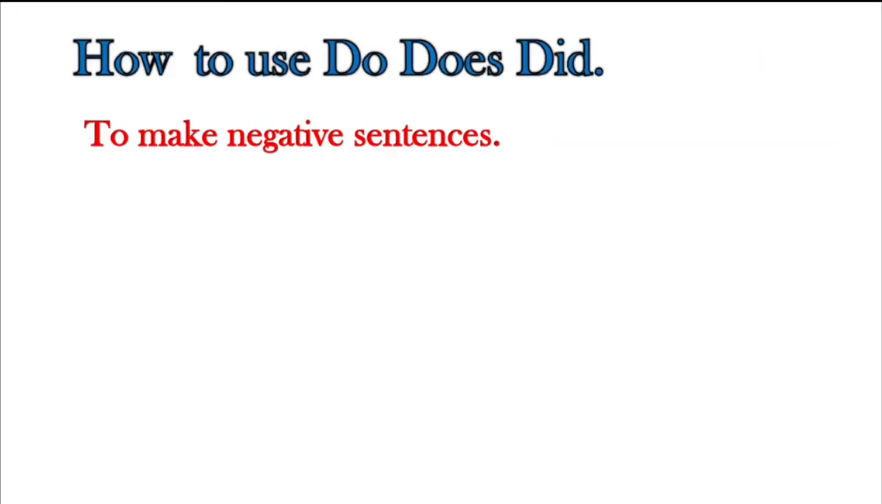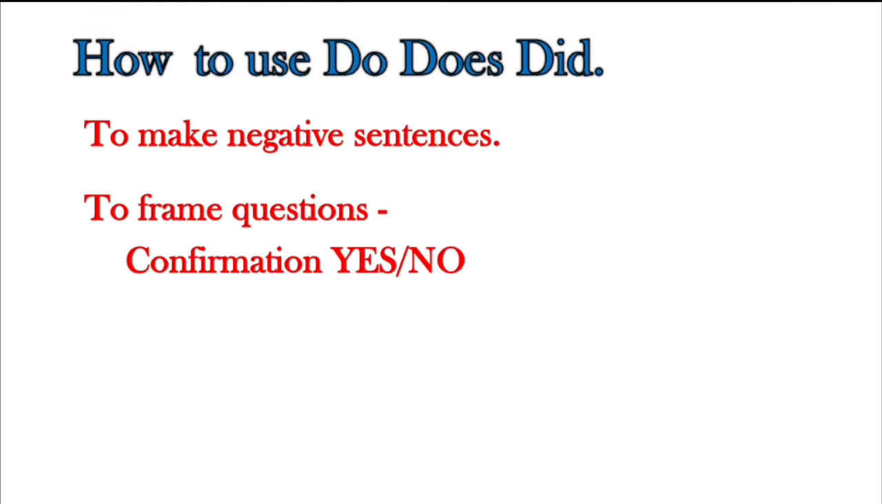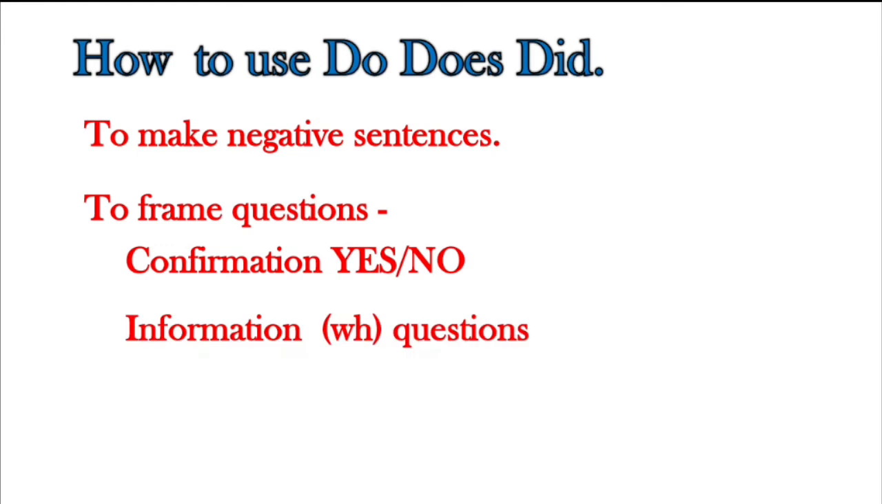And the next usage is to frame questions. Here do, does and did help us to frame questions. Questions are especially in two forms. One is confirmation questions, meaning yes or no type questions, and the other is information questions, meaning WH questions. Now let us see how do, does, did help us frame questions.